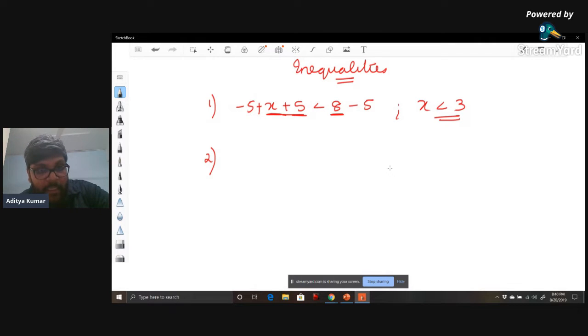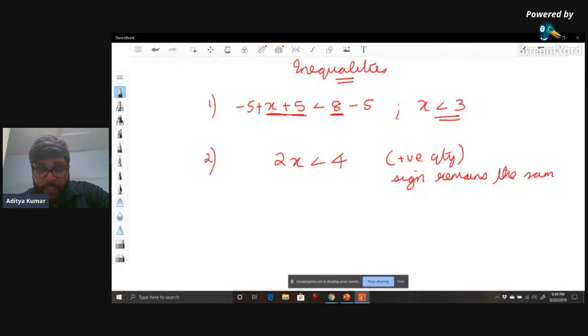Second, you can always multiply or divide both sides of an inequality with a positive quantity, and the inequality sign remains the same. Right? If you multiply or divide both sides with a positive quantity, the inequality sign always remains the same. So if I give you 2x is less than 4, I'm going to divide both sides by 2. So x will be less than 2.